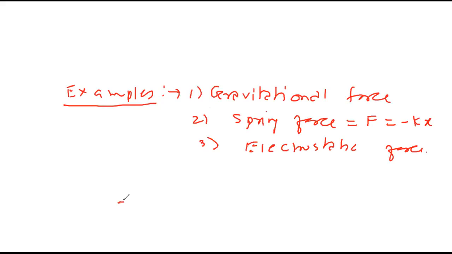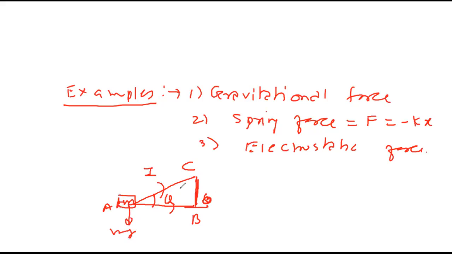Suppose I take a block of mass m. I'm just checking whether gravitational force is conservative or not. If I take this block m from A to C directly, and in second case I take it from A to B and then B to C. I want to check whether gravitational force mg is conservative or not. Suppose this inclined length is L. So definitely this height will become L sin theta.